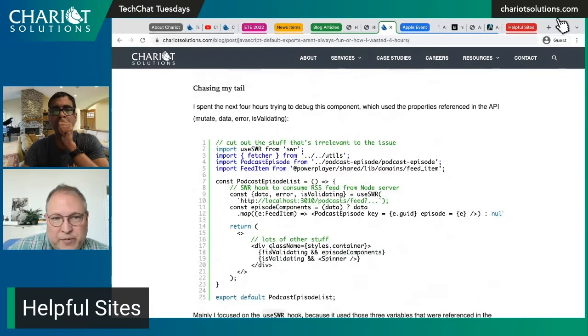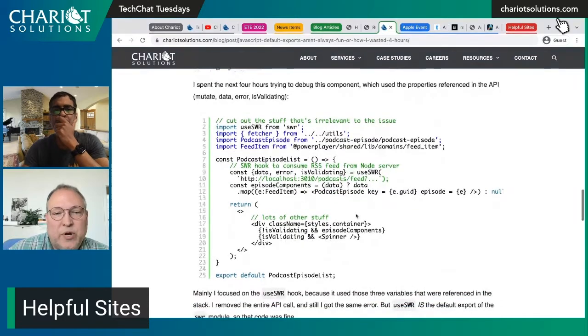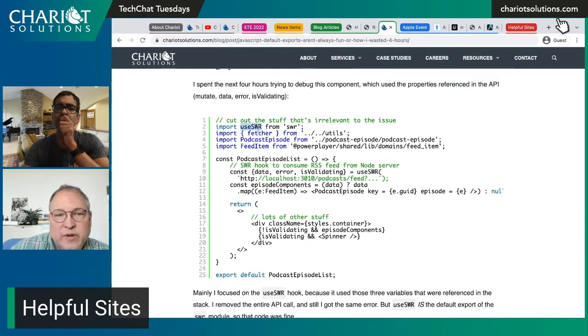So what I was doing was I had a component, and this component was being exported and used. And it was using something called useSWR. SWR is a hook which does networking. So here's the bottom line.